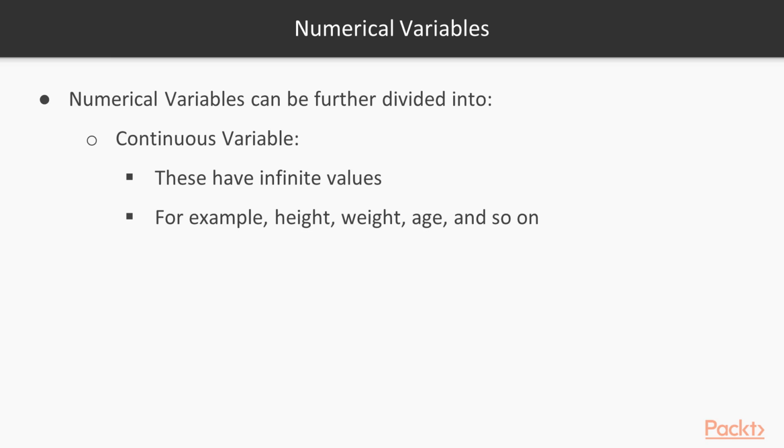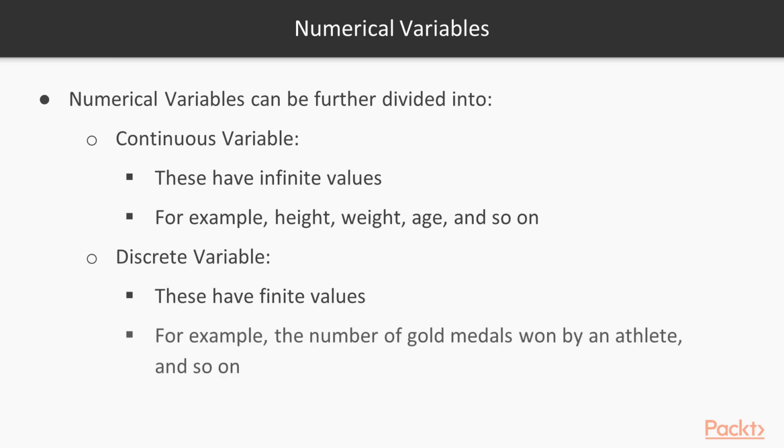But what you need to understand is there are infinite values between 100 and 180 centimeter, like 180.5, 160, 160.52. So there is no limit to the exact number of values. Even if you want to count the unique values in height, it's not possible. Next up, we have discrete variables. These have finite values. For example, number of gold medals won by an athlete. Now this is going to be in any case a finite number of values.